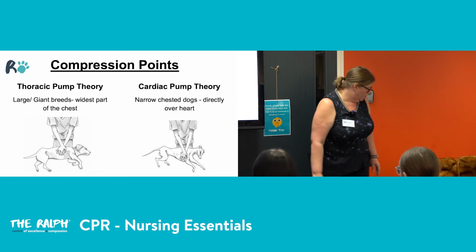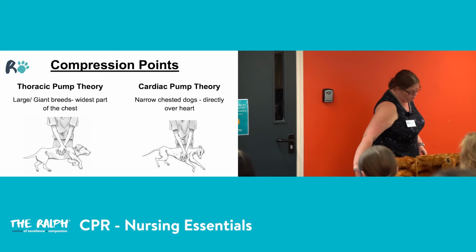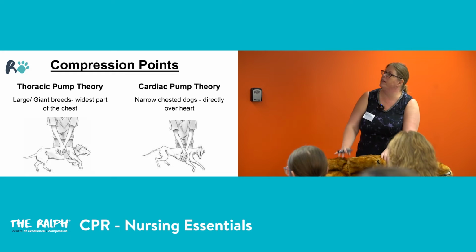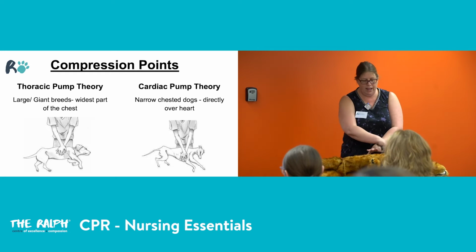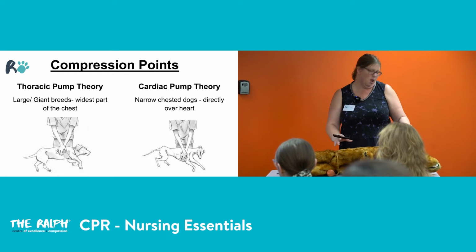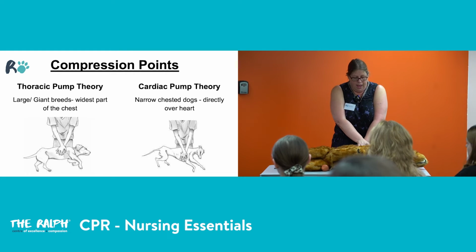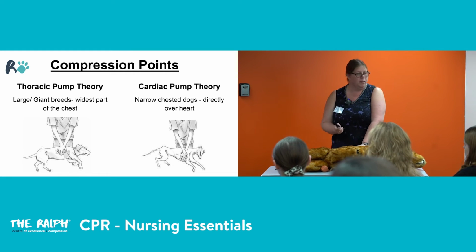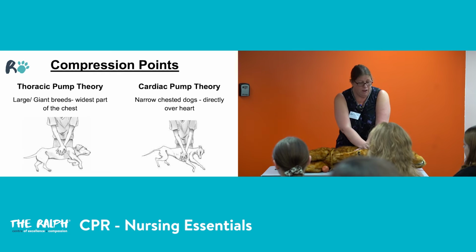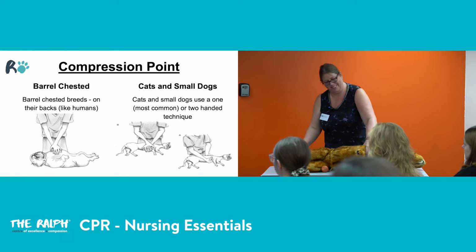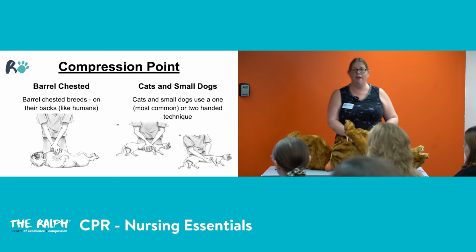Okay, so there are 4 different compression points. So your average sort of big chested dog, we call it the thoracic. Anatomically, you can't really tell where too much is, so you basically just go over the chest somewhere. With your small, skinny whippety sort of dogs, you can usually see where the heart should be beating. So then we go a little bit further down, and that's going to be a cardiac pump, basically. Then with the barrel chested animals, you can't tell where everything is.